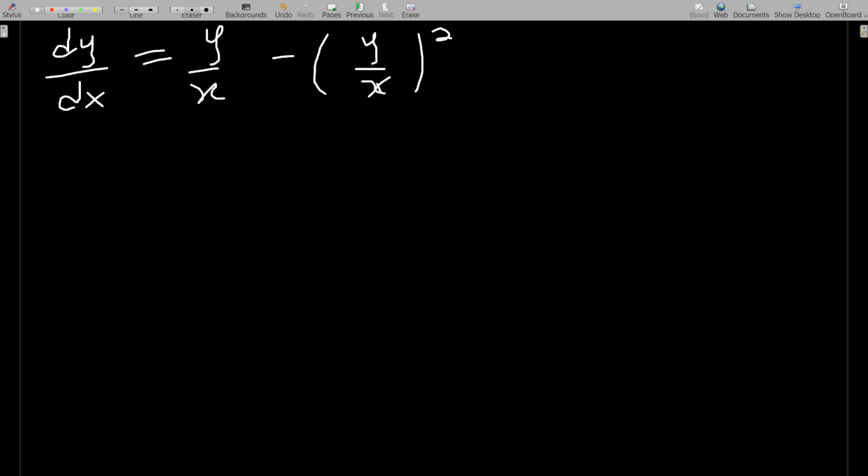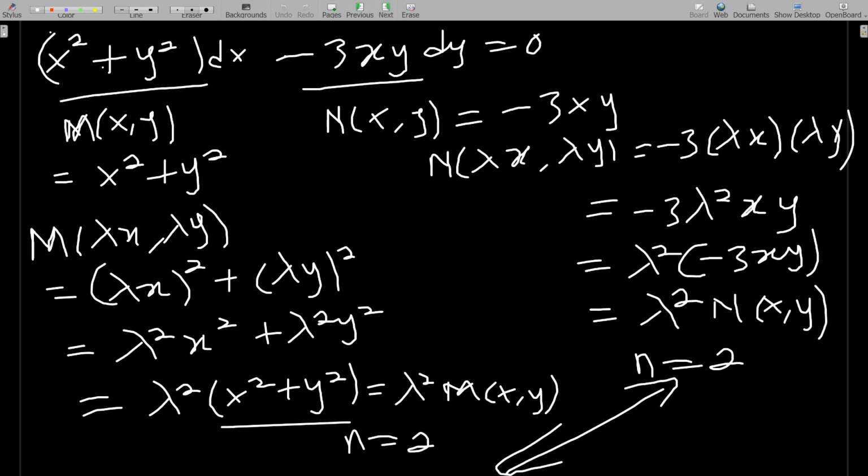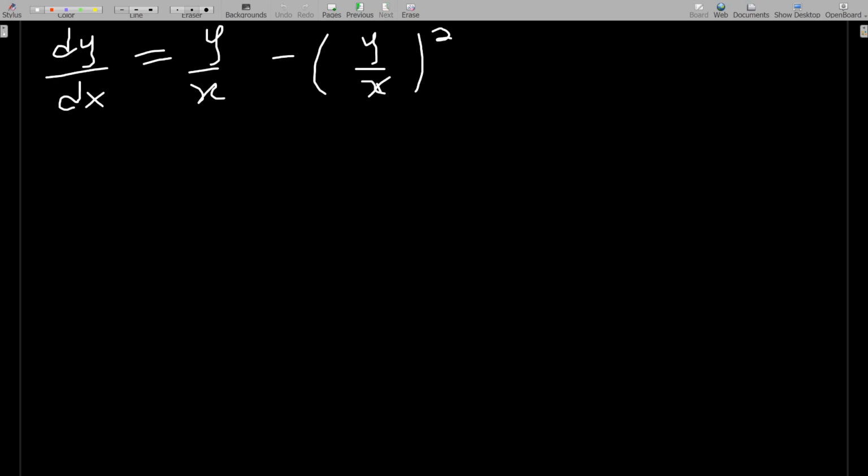The second question is, you have dy/dx being equal to y over x minus y over x squared. So we don't need to solve this, because this is written in the standard form. The first one that we did was written in the differential form. I hope you remember that. And now this is written in the standard differential equation form, I mean the first order standard form.